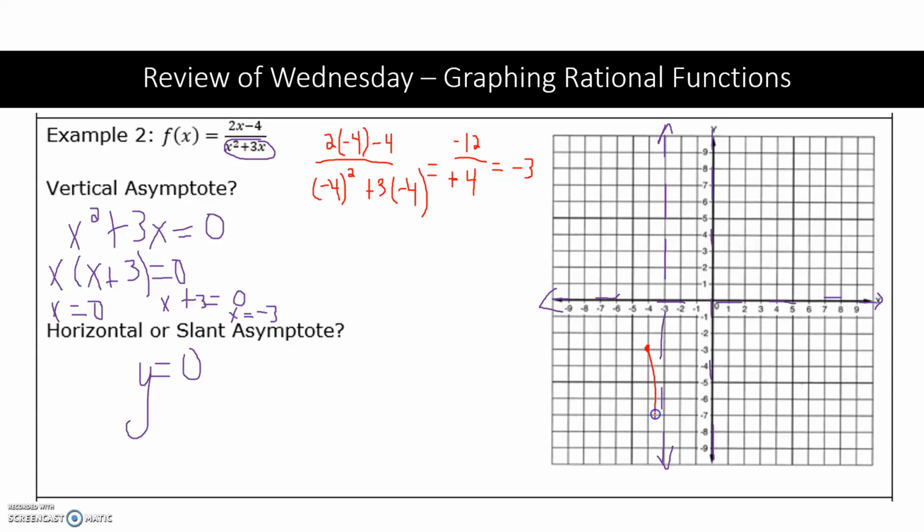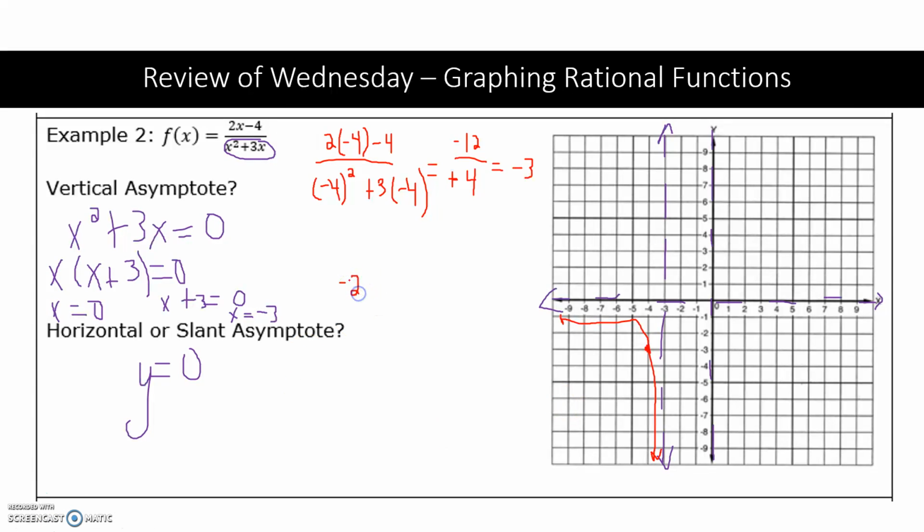So I'm going to draw my graph. My graph's something like this. And something like that. Okay, so now I'm going to pick a point that's in between negative 3 and 0. So I'm going to pick negative 2.